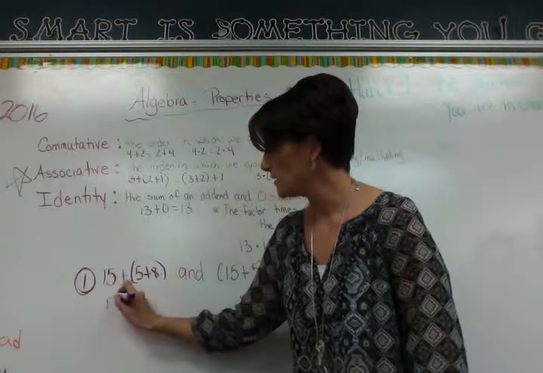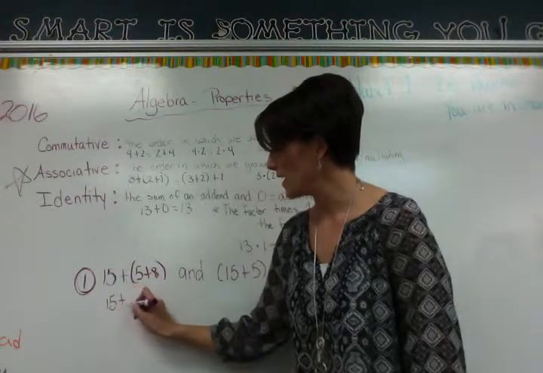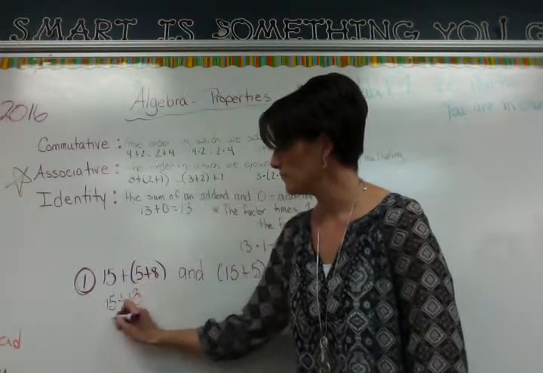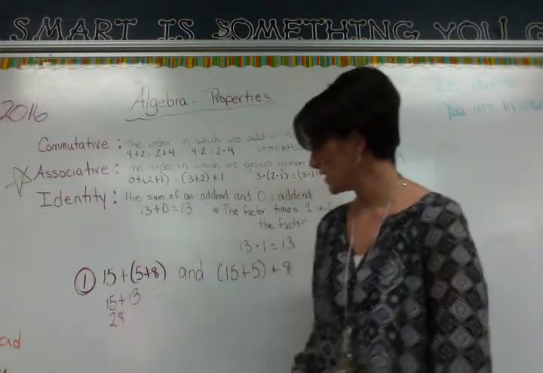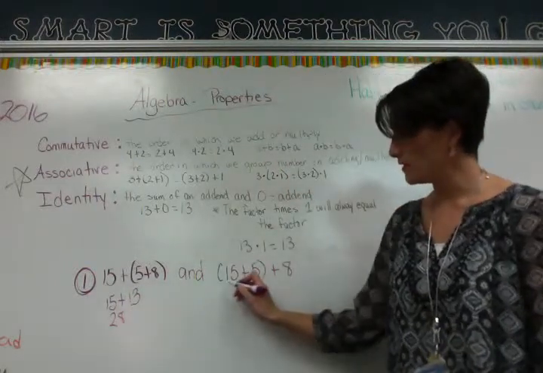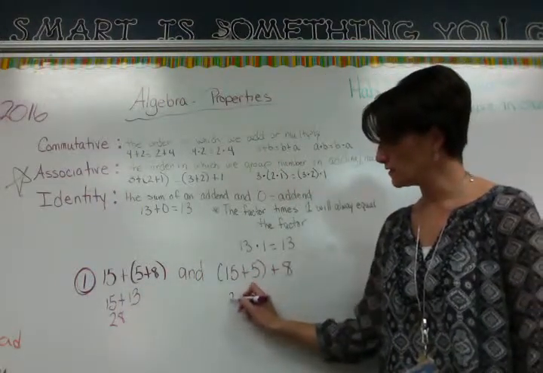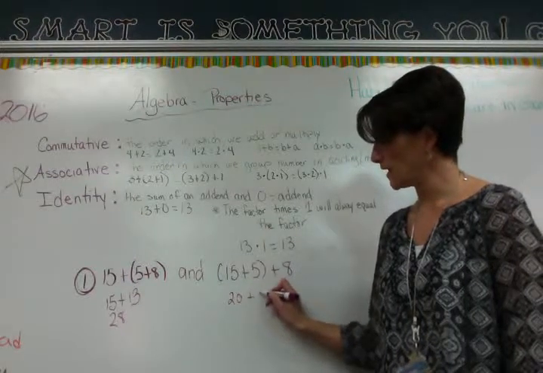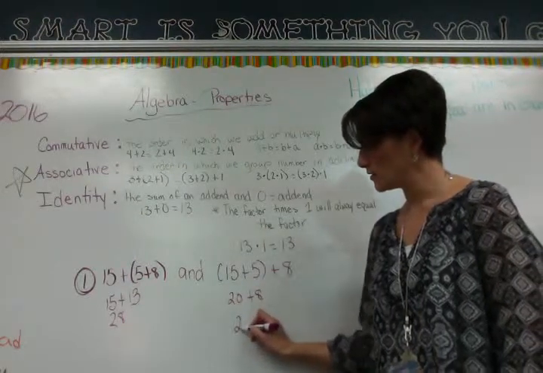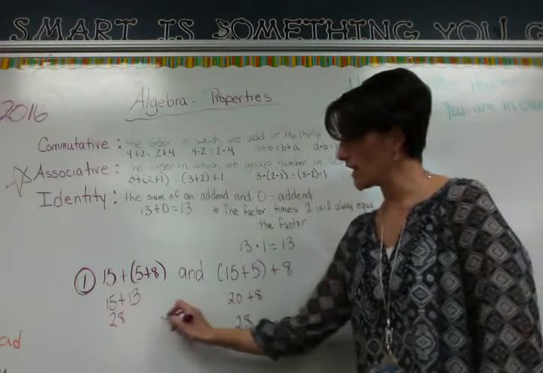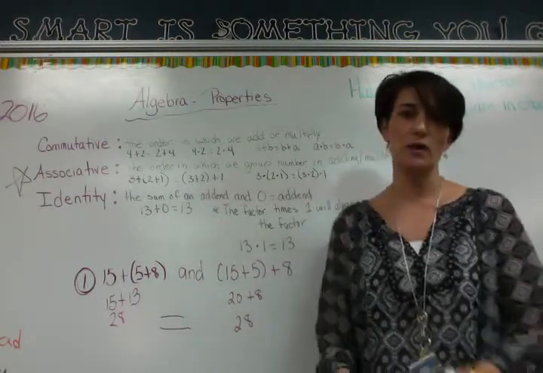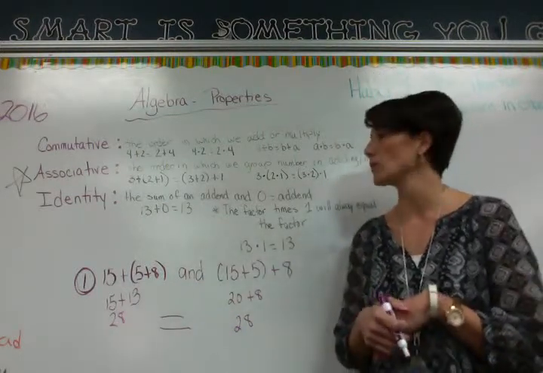So 15 plus 13 would give me 28. And then I'm going to go over here and solve this problem. 15 plus 5 is 20, plus 8 is 28. So yes, I'm going to say they're equivalent. We can just put an equal sign, or we can write the word equivalent.